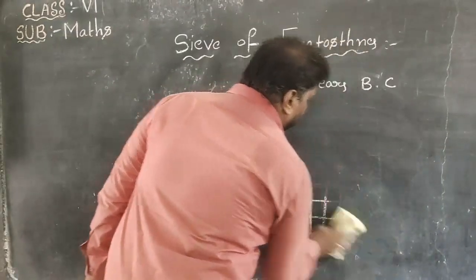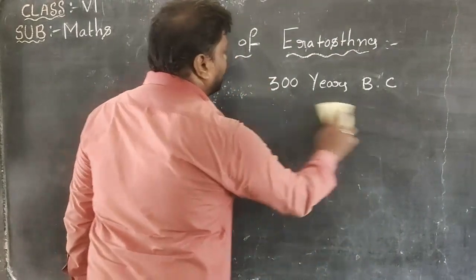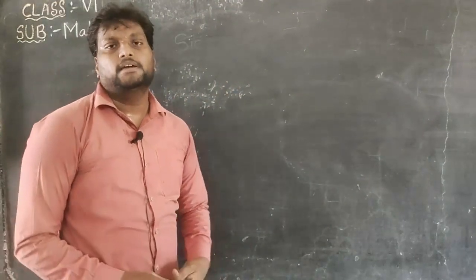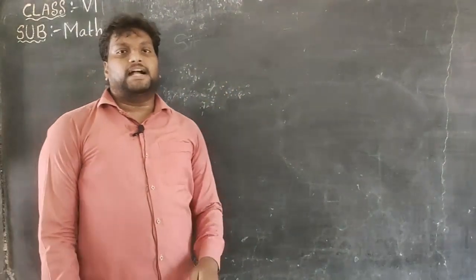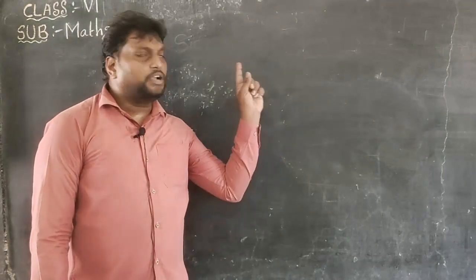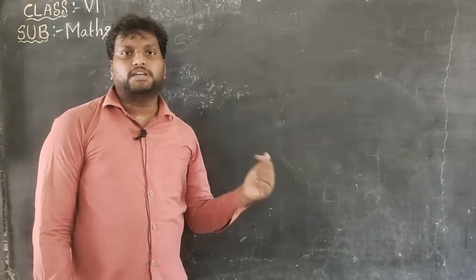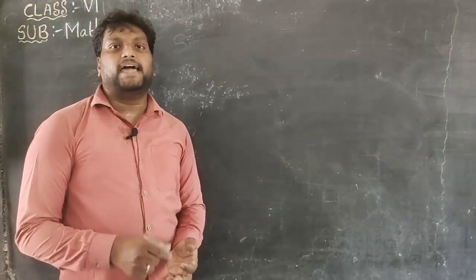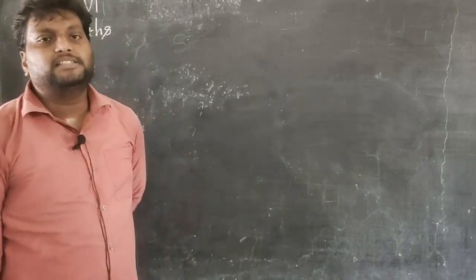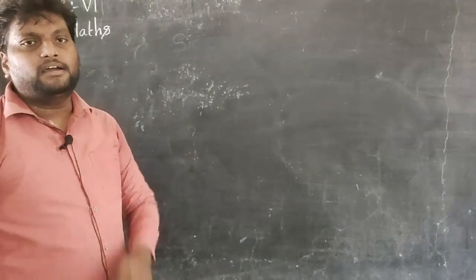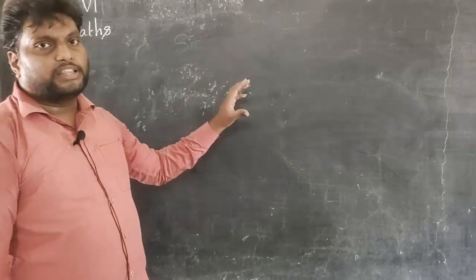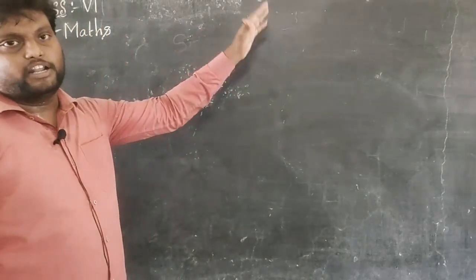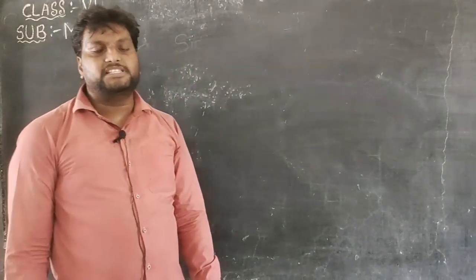Take one paper, draw 10 horizontal and vertical rows and columns. On that, fill in the numbers 1 to 100. 1 is not a prime number, not a composite number. First of all, separate the multiples of 2, then the multiples of 3, then the multiples of 4, like that, with different colors. Lastly, whichever numbers have no color are called prime numbers, and the numbers having color are called composite numbers. This way, the great mathematician Eratosthenes invented the sieve of Eratosthenes, 300 years BC.